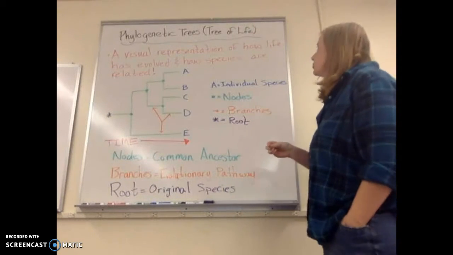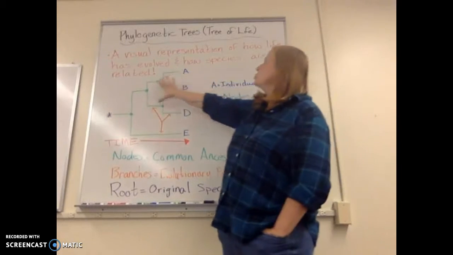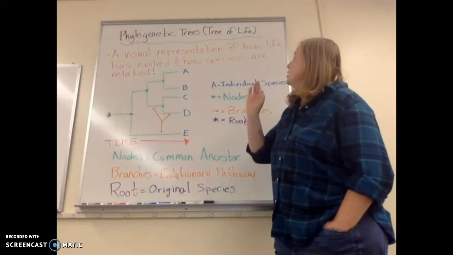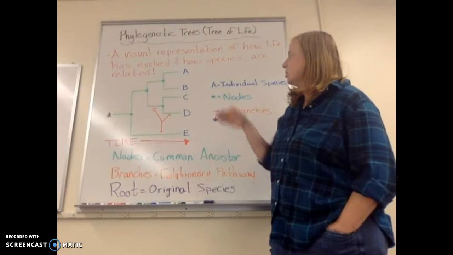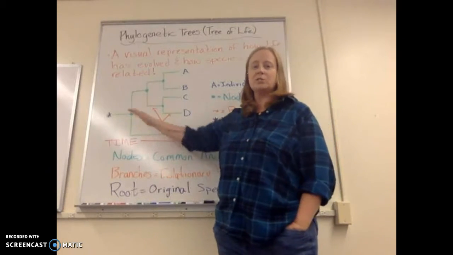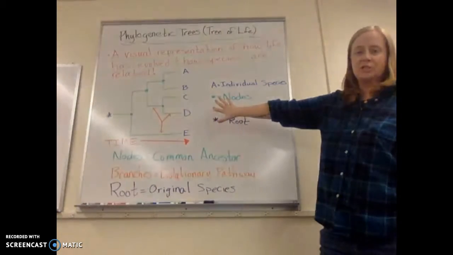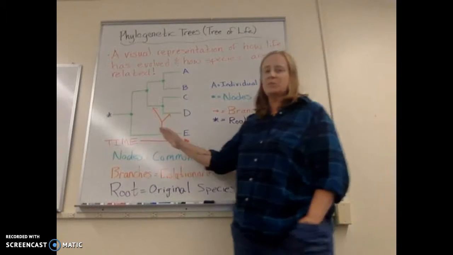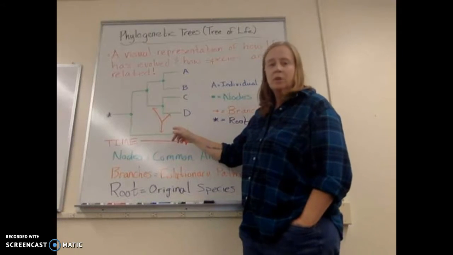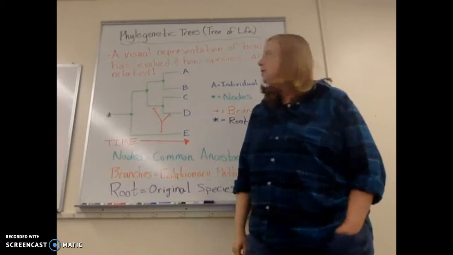So a phylogenetic tree looks something like this. It is a visual representation of how life here on Earth has evolved over time, and how species are related to each other. So it shows us time, like earliest species here, and it flows in this direction to the newest species. And it shows us how species have branched off from each other, who our common ancestors are, and how closely related we all are. Okay?